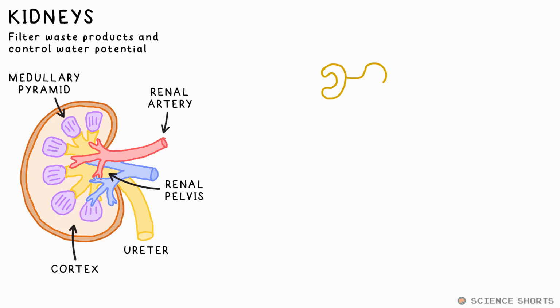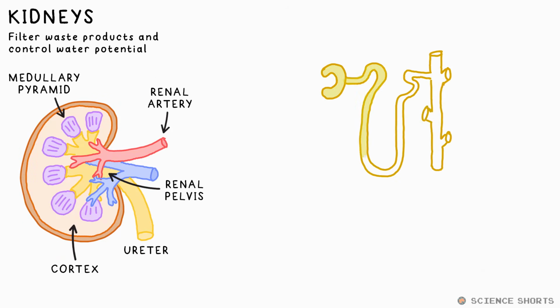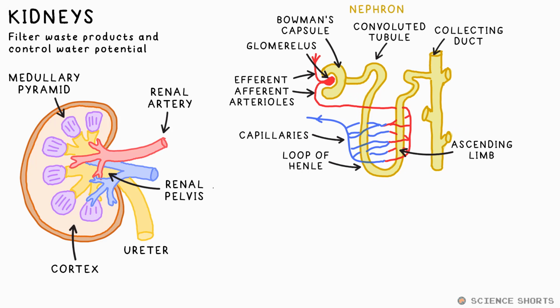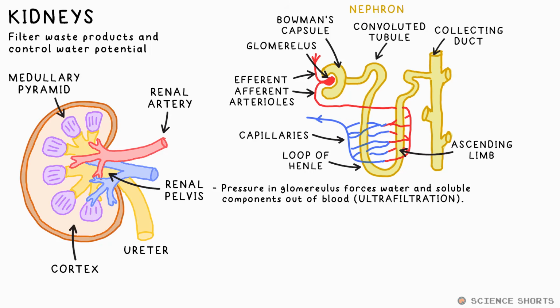The kidneys are responsible for controlling blood water levels. Blood enters them via the renal artery into a network of capillaries called the glomerulus, found in the Bowman's capsule. As the blood is under pressure, with the difference created by the different sizes of the efferent and afferent arterioles, water and all soluble components are forced out. Proteins can't be though. This is ultrafiltration.